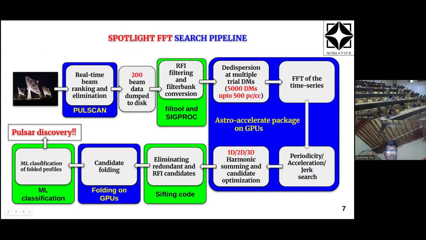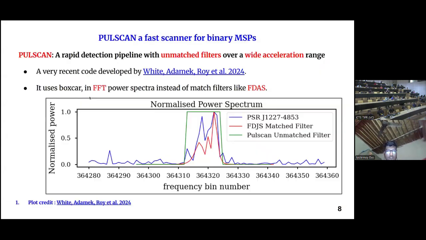So how do we rank these beams in real time? For that, we have a tool called PulseScan. What PulseScan does is scan the data in real time to see if there are any periodic signals in them. Here you can see a real pulsar A50 spectra. PulseScan creates a boxcar and scans over the A50 part of the data to see if there is any periodic signal or not.